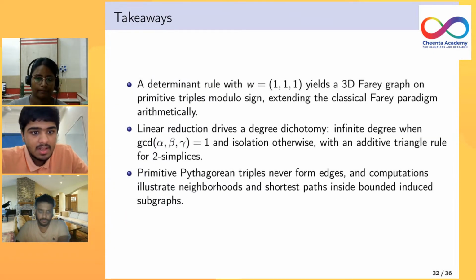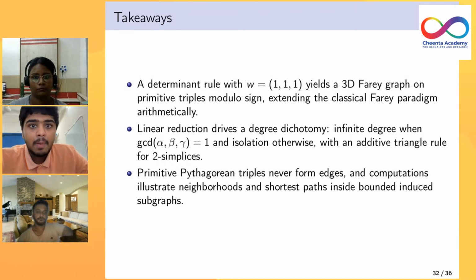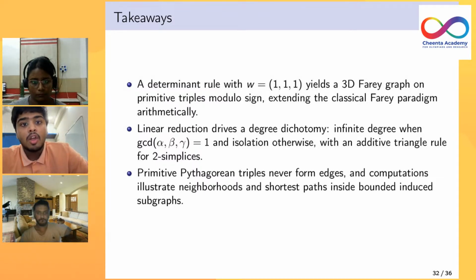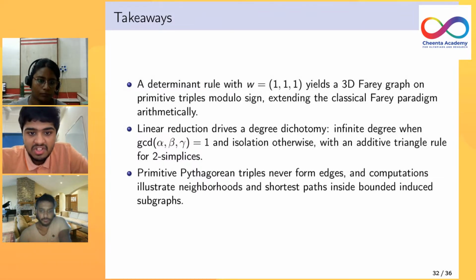Next slide, please. So this is what we understood from the 3D Farey graph. The determinant rule with W111 defines a 3D Farey graph on primitive triples, extending the classical Farey paradigm arithmetically. The linear reduction alpha d plus beta e plus gamma f equals plus or minus 1 drives the relative triangle rule and the degree dichotomy. Primitive Pythagorean triples never form edges between them, showing arithmetic selectivity in adjacency. Computations in bounded induced subgraphs illustrate neighborhoods and shortest paths and confirm this theory. There are additional results as well, and I'm working on them, which I will share for completion.